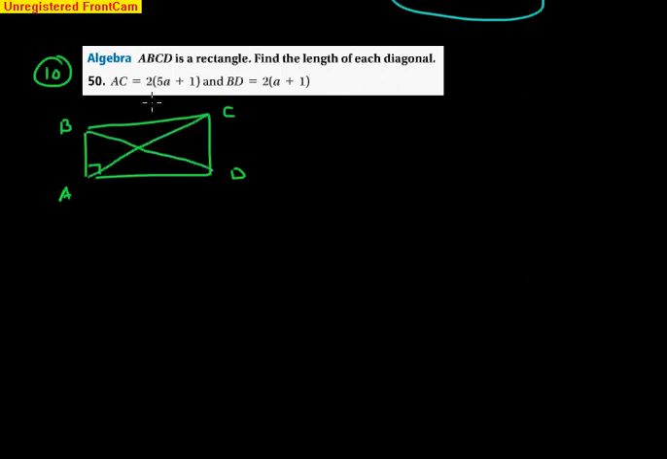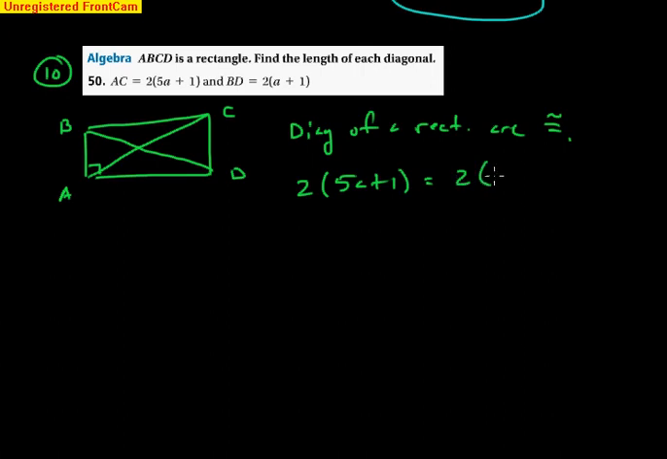A, B, C, D. Draw your diagonals. So AC is this one. BD is that one. What do we know about diagonals? We know that the diagonals of a rectangle are congruent. So I know that 2 times 5a plus 1 is equal to 2 times a plus 1. So first thing we do is we distribute. We're looking for the length of each diagonal. So we distribute both sides. 10a plus 2 equals 2a plus 2.